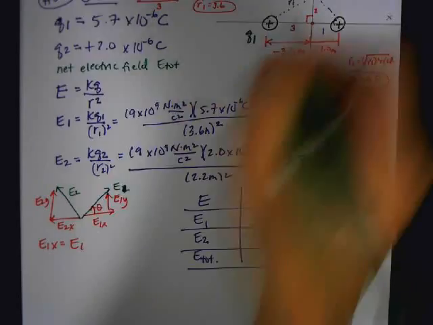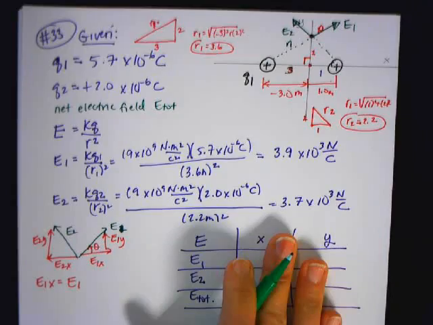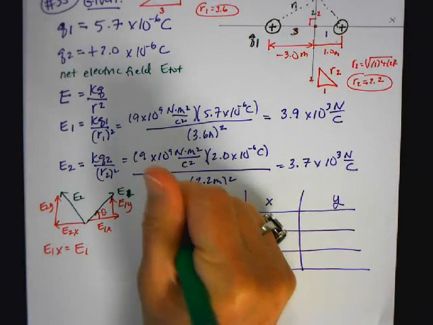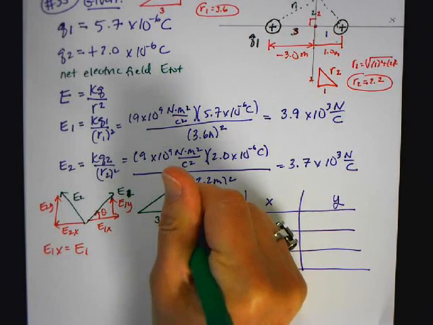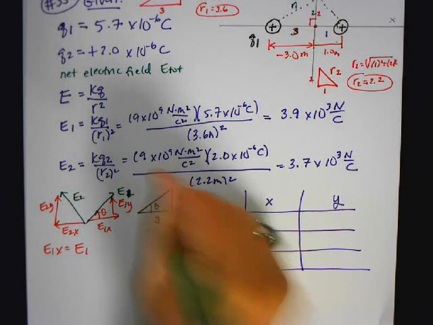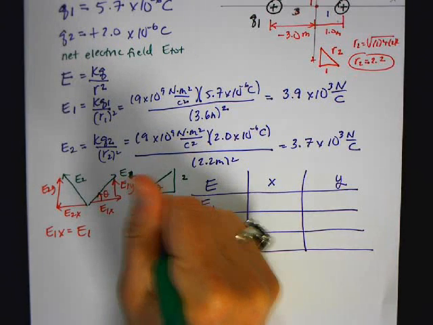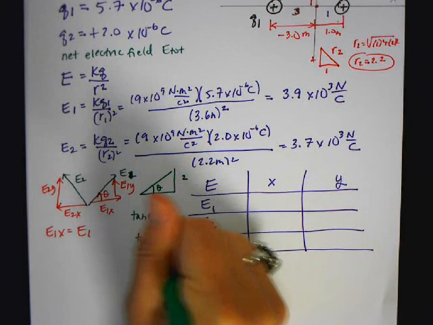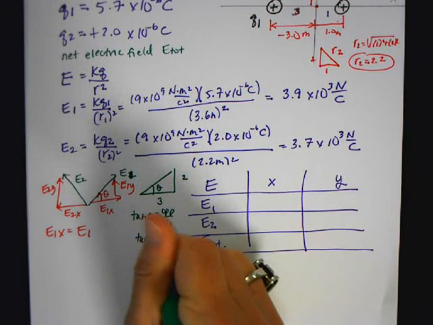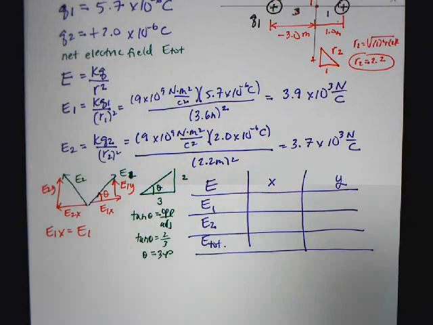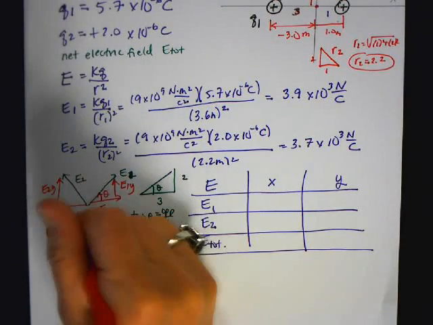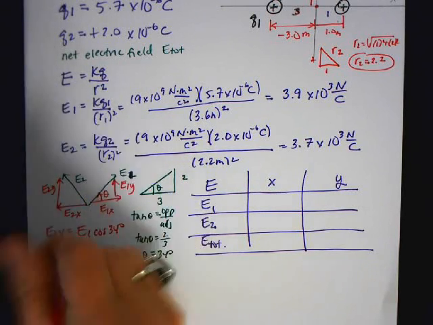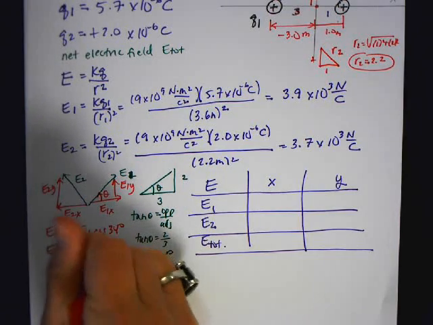we knew that this is 3, and we knew that this is 2. So when I have my right triangle here, and this is 3, and this is 2, if I wanted this angle theta, I would say tan of theta is equal to opposite over adjacent, and tan of theta is equal to 2 over 3, so theta comes out to be 34 degrees. So that angle's 34. So E1x is E1 times cosine of 34 degrees. So E1x comes out to be 3.2 times 10 to the third.